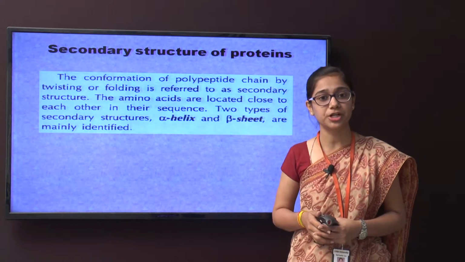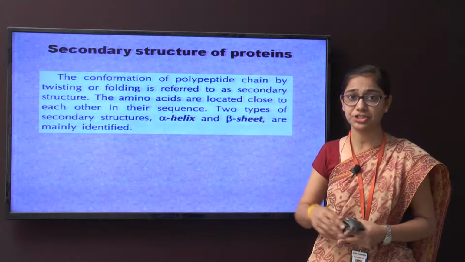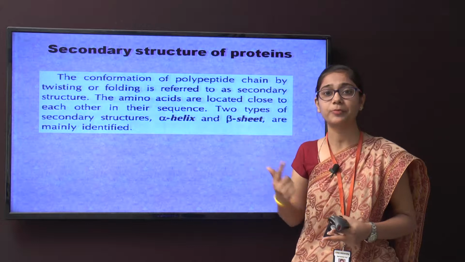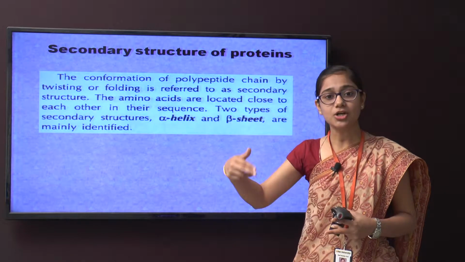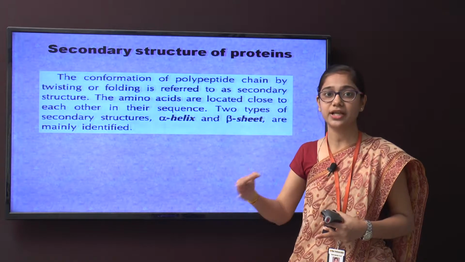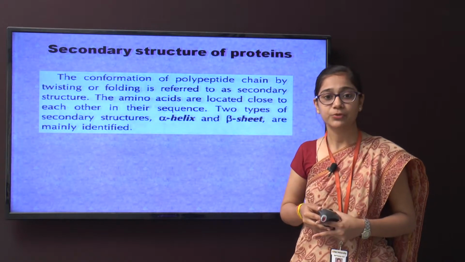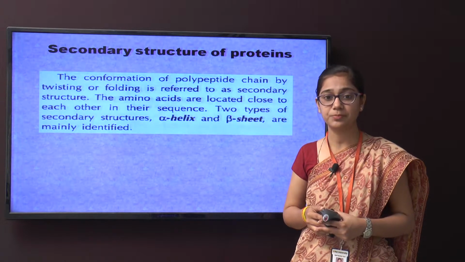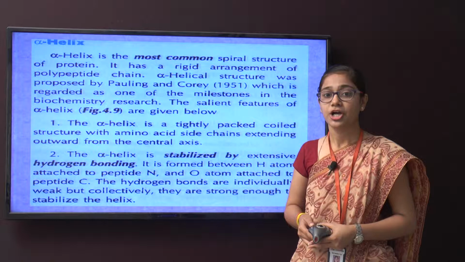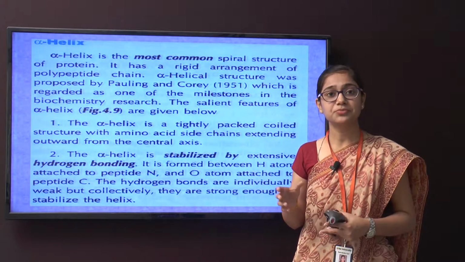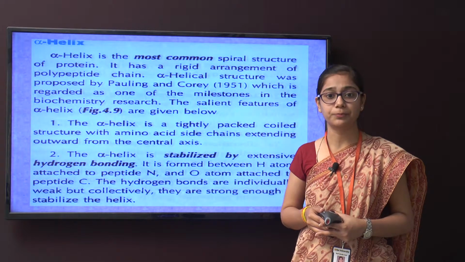Conformation of the polypeptide chain: there is one amino acid sequence, also known as one polypeptide chain. The twisting or folding of the polypeptide chain is referred to as the secondary structure of protein. There are 2 types of secondary structure, alpha helix and beta sheet. First we will see the alpha helix. That is the most common structure of the protein.